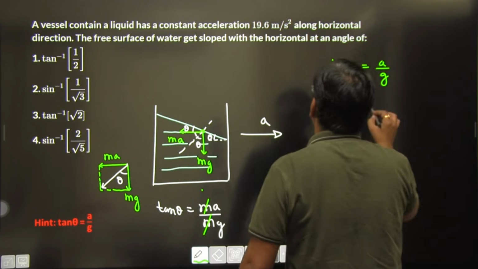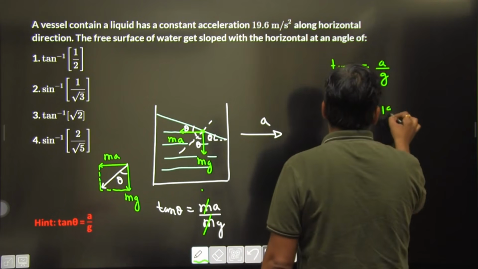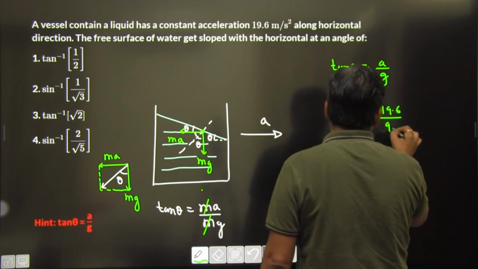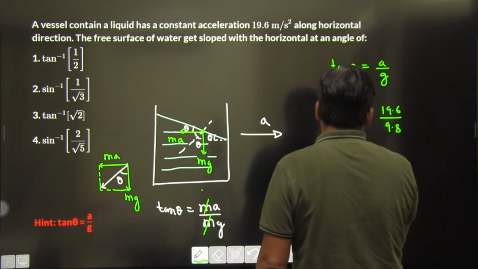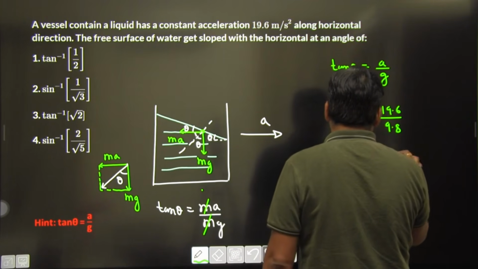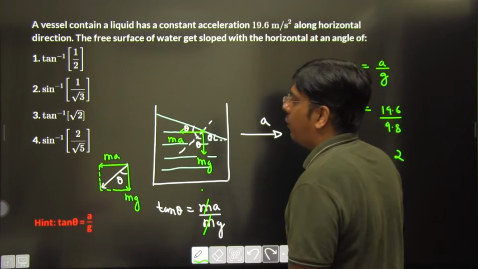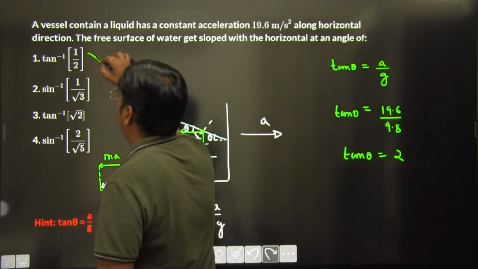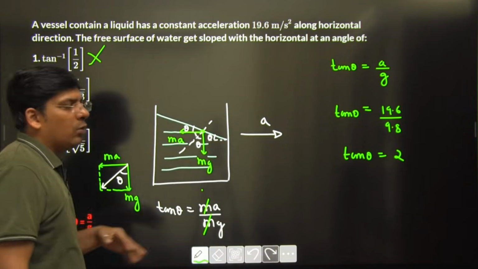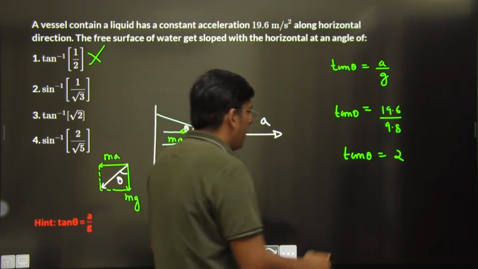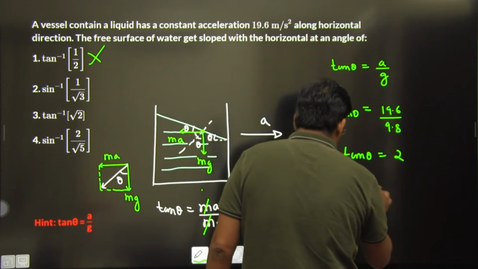Now a was actually 19.6. Since a is 19.6, I'll write g as 9.8 only in order to keep the calculations easy. So tan theta here is 2. Dear students, do we have an option here? No, we don't have an option. Don't get confused with this. Tan theta is equal to 1 by 2 because they are asking the angle with the horizontal only, not with the vertical. Now use the triangle technique.